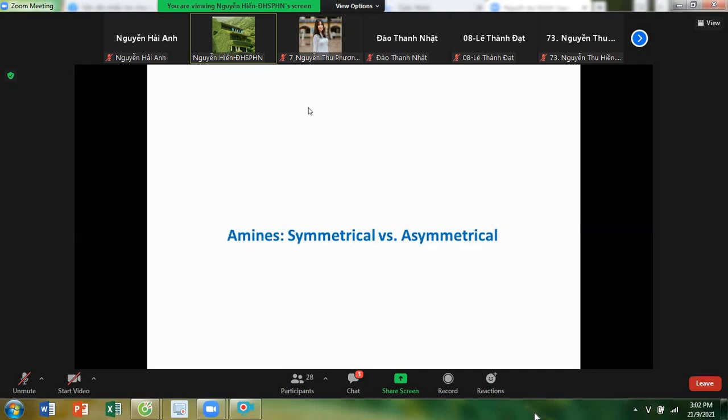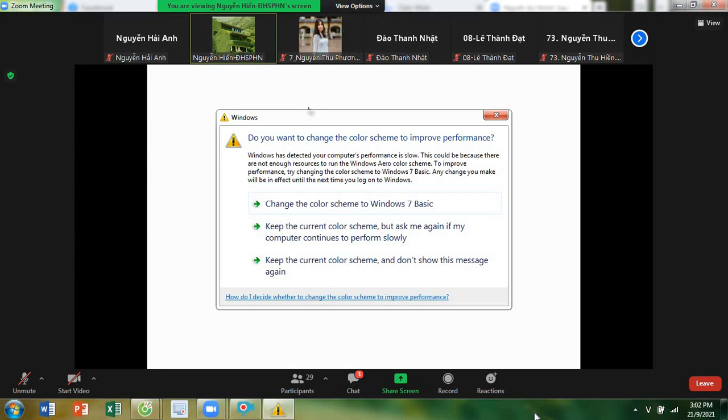Okay, hello. So last time we talked about the effects that can change the shape of the functional group signal, right? Hydrogen bonding is one of the most important factors that can influence the shape of the functional group.